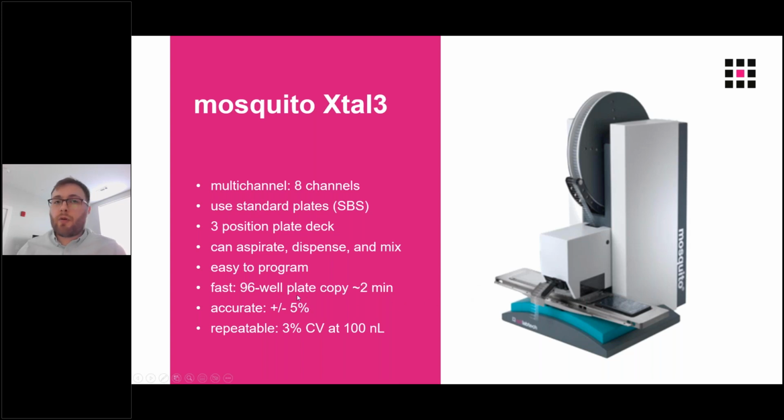The mosquito, although it only works 1 column at a time, is a very fast instrument and is able to copy a 96 well plate in roughly 2 minutes. It is a highly accurate instrument thanks to its positive displacement, which I will talk more about in a moment, and it's got very reliable and repeatable transfers of virtually any liquid.